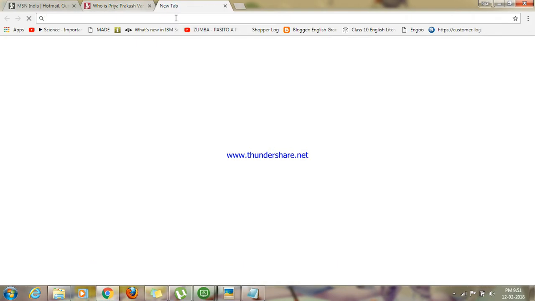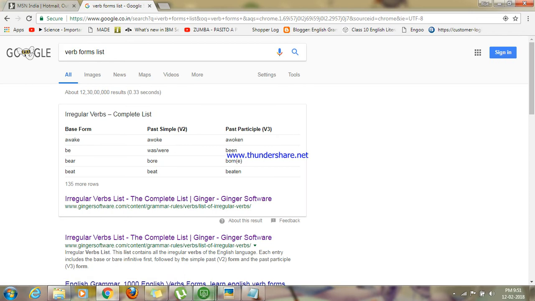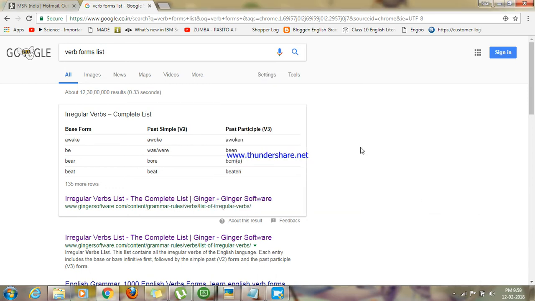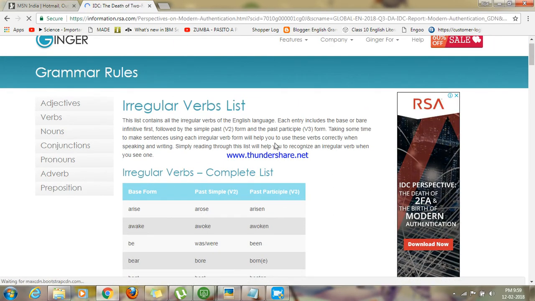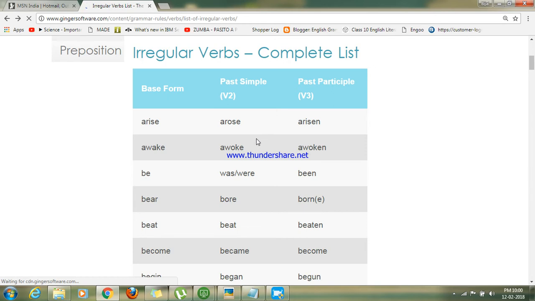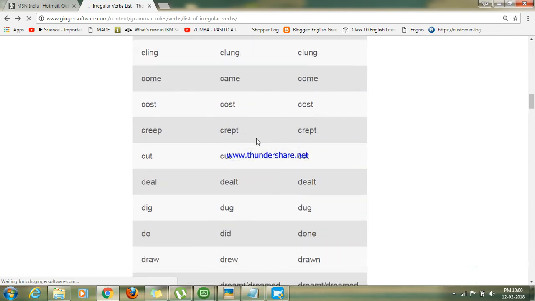So, let me open the verb forms list for you. So, here we see that we have a list of verb forms. If you know the list of all the verb forms, then I think you will not face any issues in tenses. So this is a very good website, gingersoftware.com, and they have given a complete list of irregular verbs. So as you can see, base form, past simple, past participle. So they have only talked about base form or present tense, past simple and past participle. So my suggestion to you is just memorize all these verb forms. If you want to be a master of tenses, you have to learn all of these.